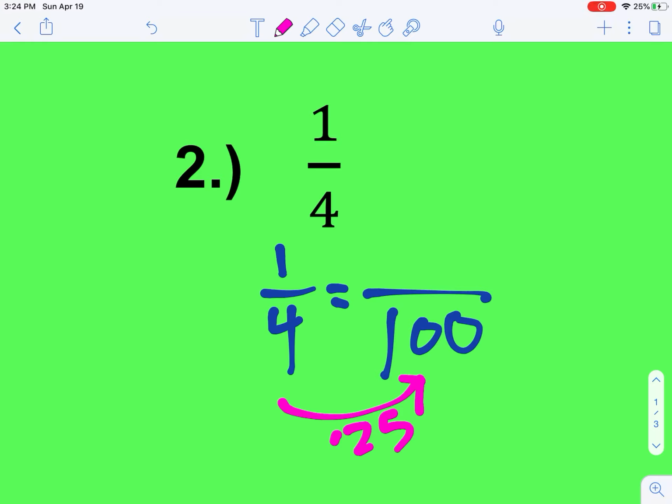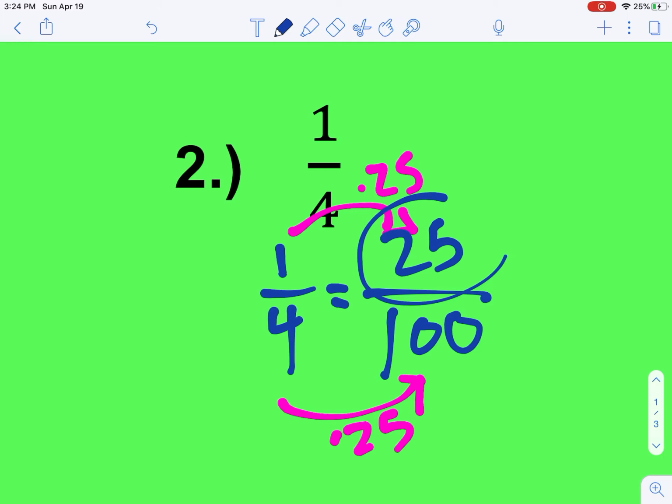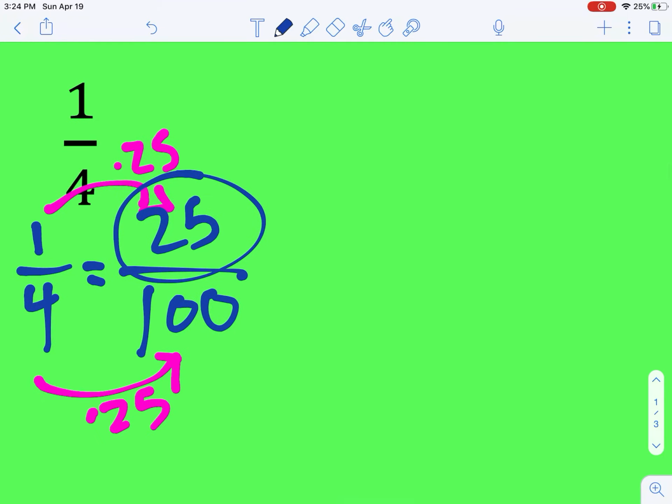But the golden rule of math, whatever you do to one thing, we need to do to the other. So that means I also need to multiply 1 by 25. And I get 25 over 100. So my numerator is going to actually just be my percent since my denominator is 100. So 1/4 is the same as 25%.